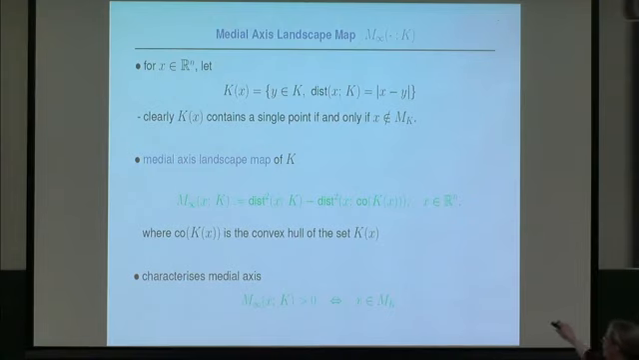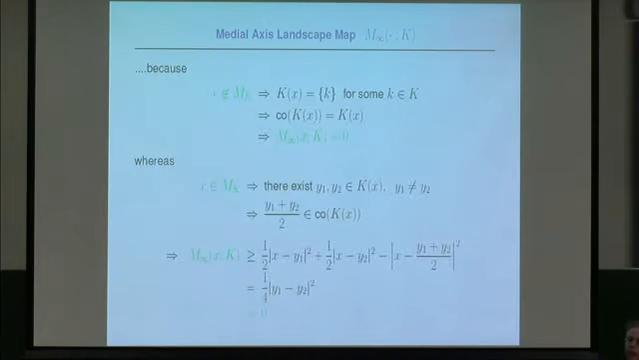So k of x is now a subset of Rn, right? And so now this denotes the convex hull of that set, right? And this quantity, it turns out, characterizes the medial axis in the sense that it is strictly positive on the medial axis and it is 0 everywhere else, right? So I'll justify that in a moment.